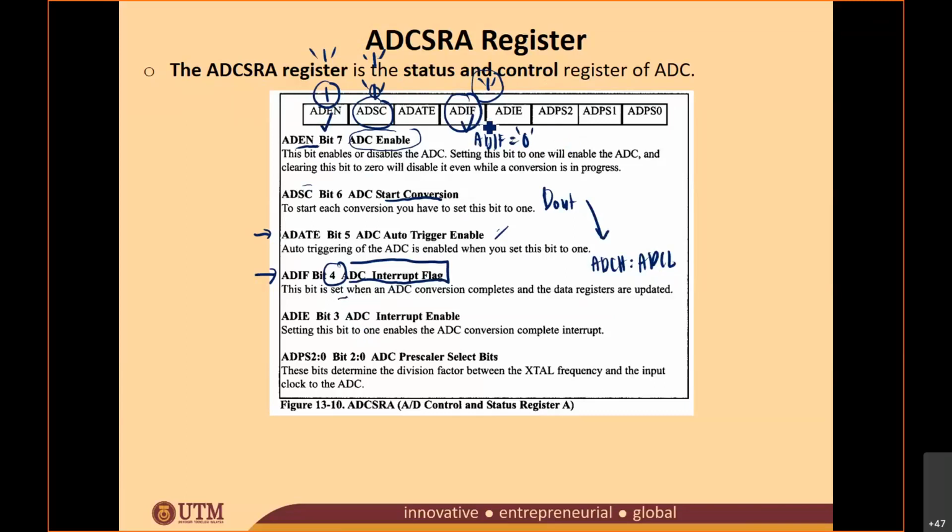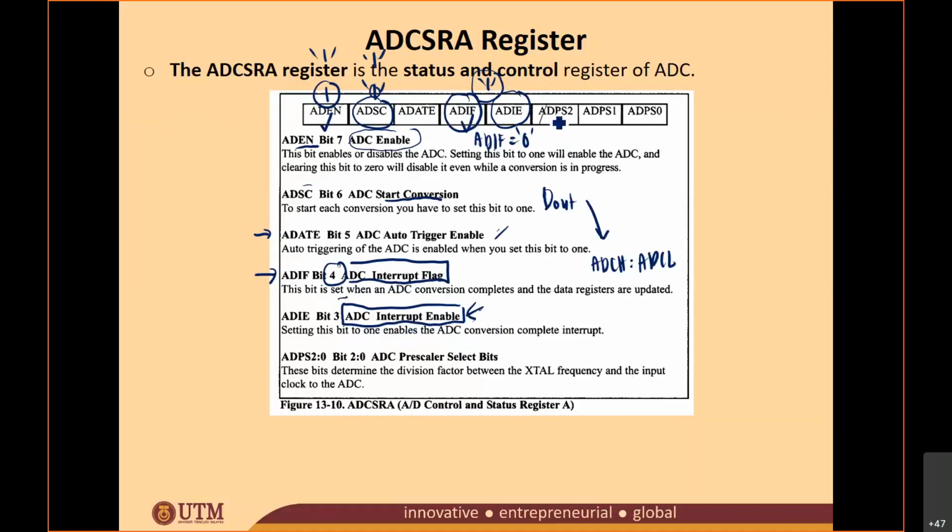This is important. And then bit number 3 is another important bit, which is ADIE, which stands for ADC interrupt enable. If you are going to use an ADC interrupt, make sure you enable this bit. Setting this bit enables the ADC conversion complete interrupt.